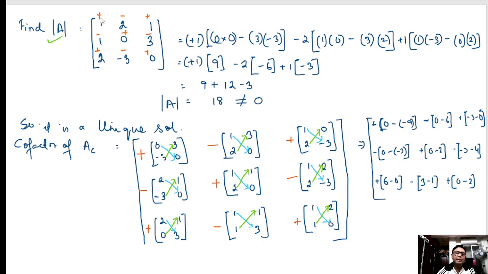When I take +1, then I cannot take this row and this column. So what is left is this one. Watch how I have written it: 0 into 0, -3 into -3. Then +1, here is +1, so you cannot take this row and this column. What is left? This is left. That means 0 into 0 minus -3 into 3. Clear?